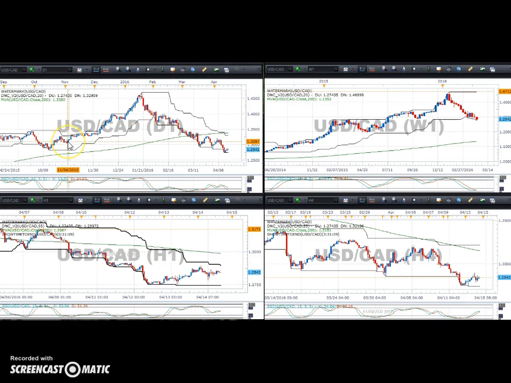Is the US dollar still continuing to be weak? Is the Canadian dollar still continuing to be strong? Because the longer that strong weak relationship occurs, weak dollar, strong Canadian dollar, the more likely this trend is to continue to the downside. Okay, let's go back and check the weekly chart.